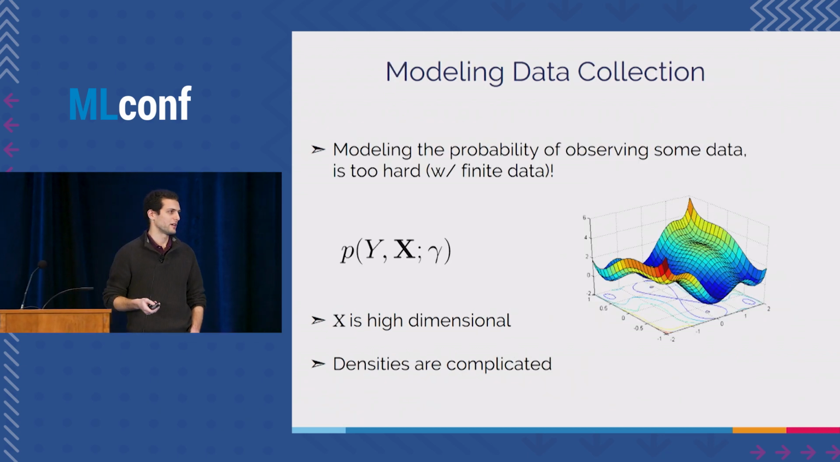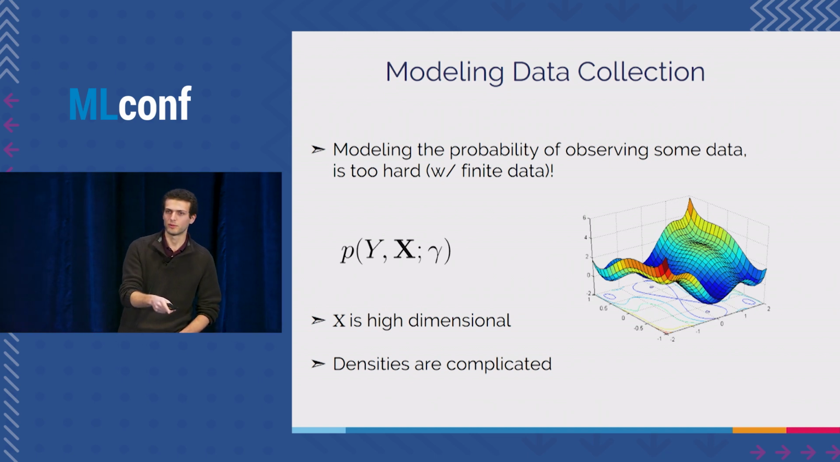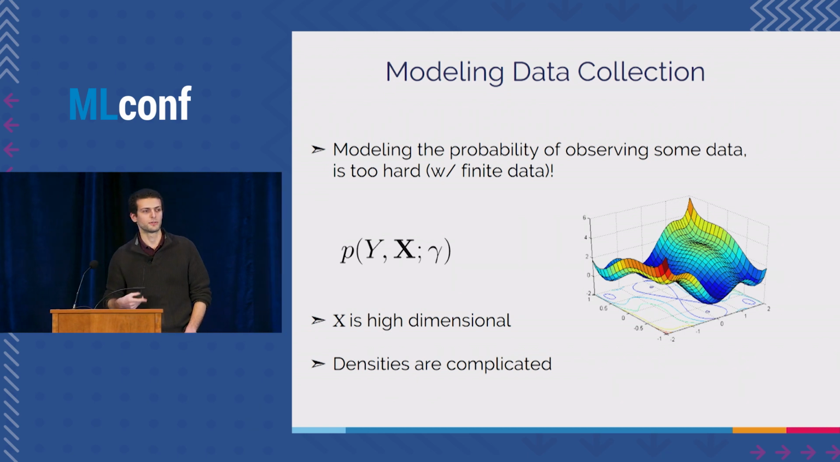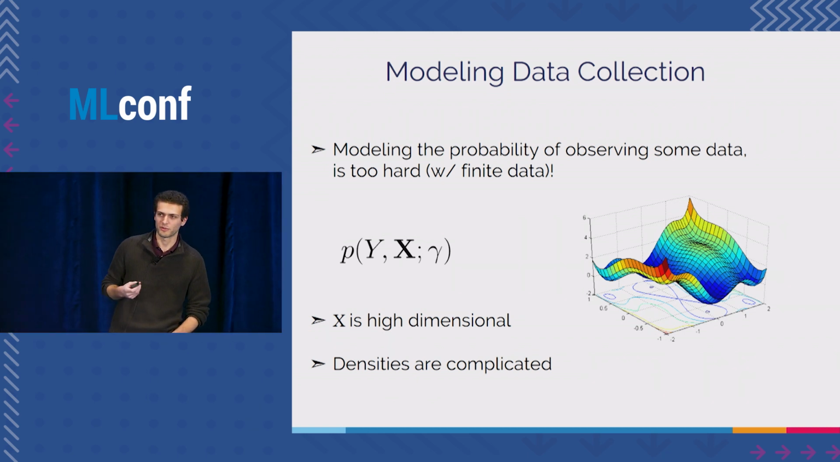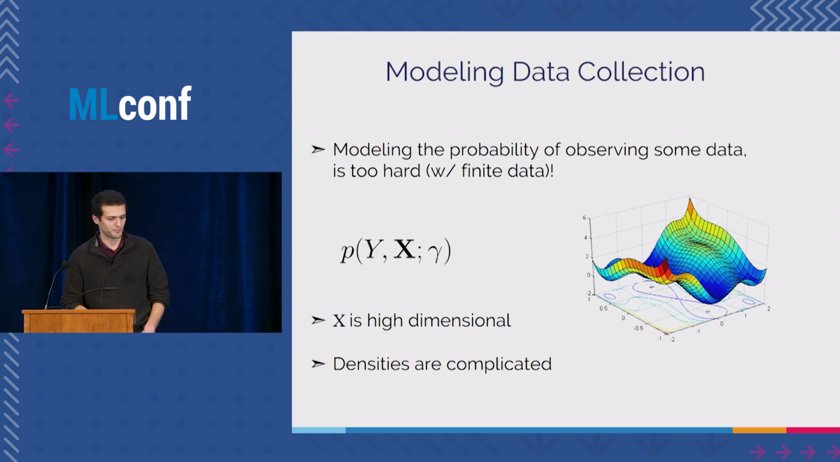If we want to model data collection full stop, we have to model this quantity here, p of y and x. So that's how likely we are to see an observation y and x. And that's really hard to do for two reasons. One is x is highly dimensional. So now we have to worry about a lot of things. We have the curse of dimensionality. And we're trying to model a density. And densities are complicated.